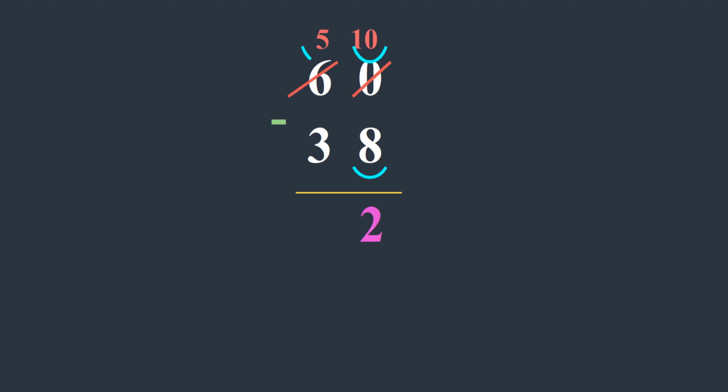Write 2 in the ones place. Then go to the tens column. 5 minus 3 equals 2. Write 2 in the tens place. So 60 minus 38 equals 22. And this is our final answer to this problem.